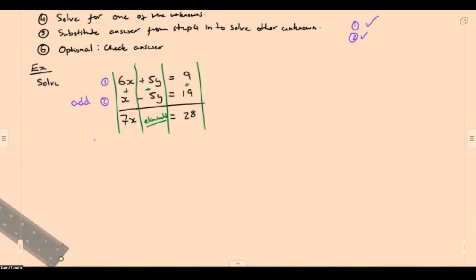Now when you go through this, you don't need to draw the columns and the wee add sign that I've done. I'm just doing that to make it clear. So we're left with 7x equals 28. Solving that for x, isolating it, it's a multiple on the left-hand side, so it becomes a divide on the right. 28 divided by 7 is 4.